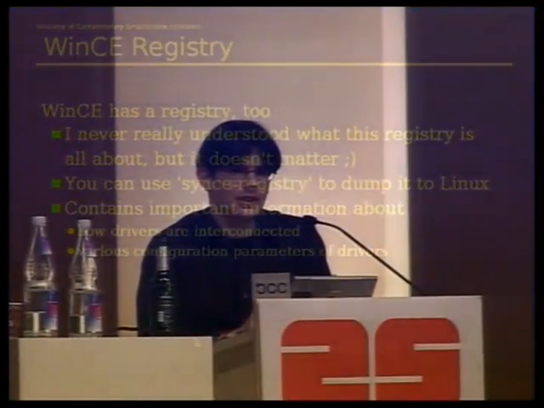The registry of Windows CE-based devices also gives you all kinds of hints. For example, most of the drivers have some kind of registry keys, and they might indicate some operational parameters, like what kind of GPIOs they use or something like that.